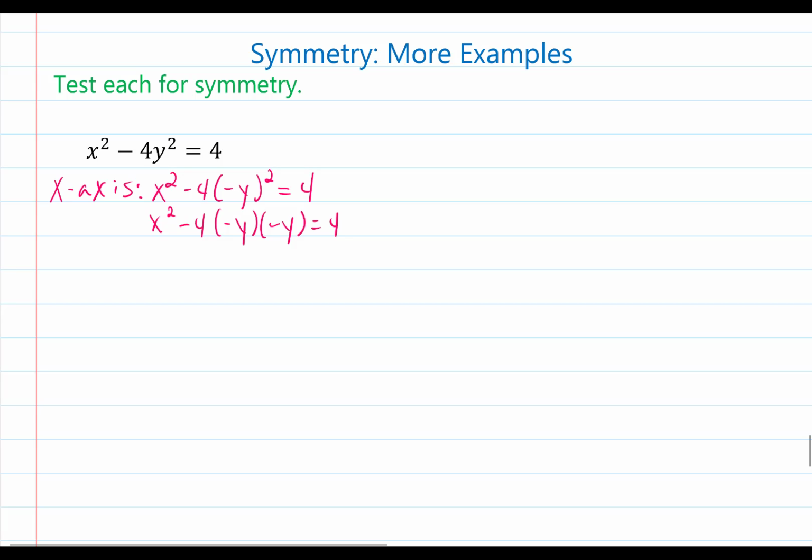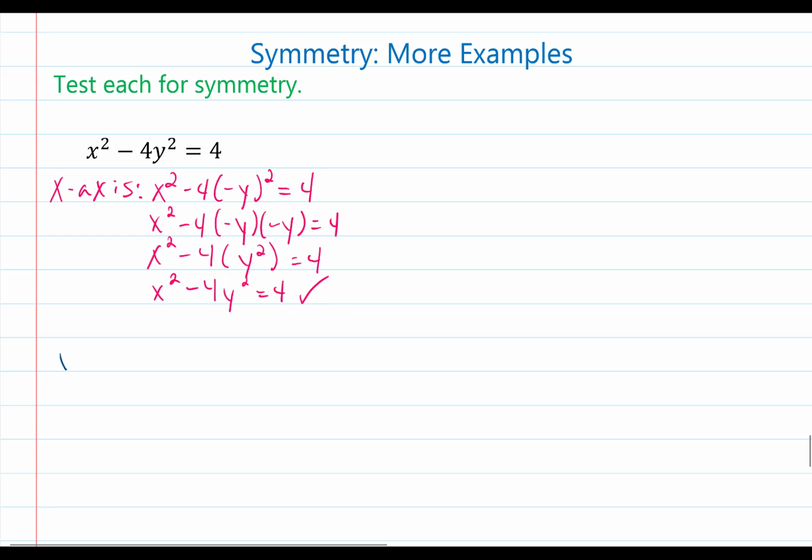A negative times a negative is a positive, so therefore we'll have x squared minus 4 times positive y, and y times y is y squared, is equal to 4. So now what we'll do is find the product of negative 4 and y squared. So we'll have x squared minus 4y squared is equal to positive 4. So what we notice is that this does simplify back to the original equation. Therefore, the graph of this equation is symmetric with respect to the x-axis.